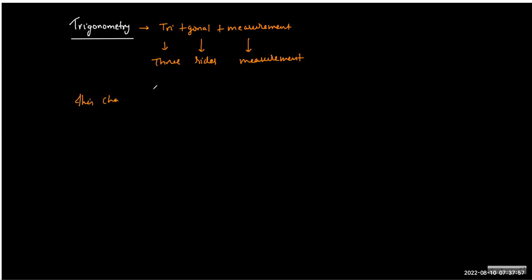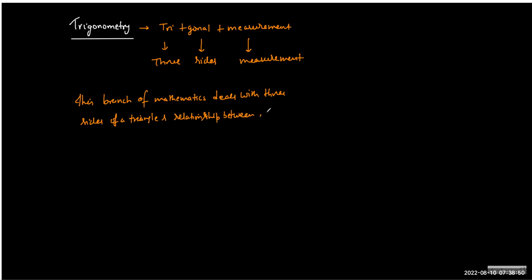So this chapter, or you can say this branch of mathematics, deals with the sides of a triangle, I can say three sides, and the relationship between sides and angles.